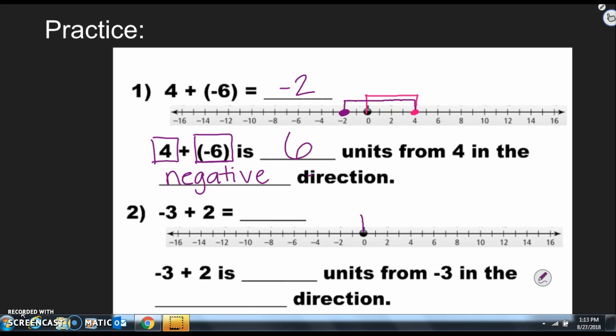We begin by moving to negative 3 on our number line. From negative 3, we are going to add 2. Since we are adding a positive number, we're going to move to the right 2 units. That means we stop on negative 1. So negative 3 plus 2 is negative 1. From negative 3, we move 2 units, and if we look at our 2, we can recall that we moved in the positive direction.